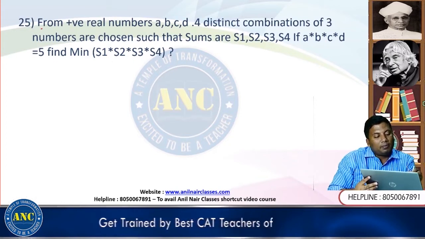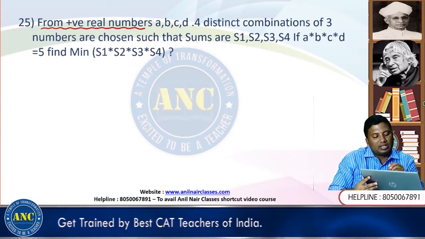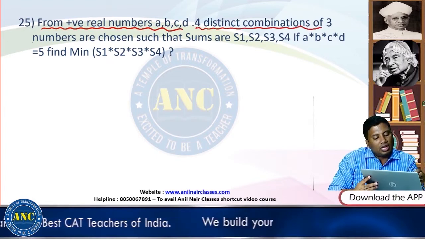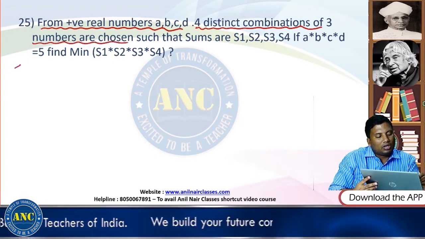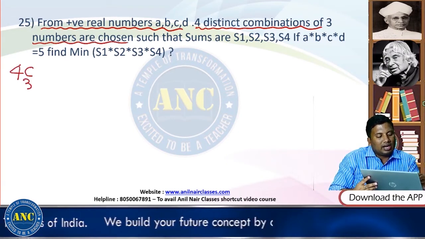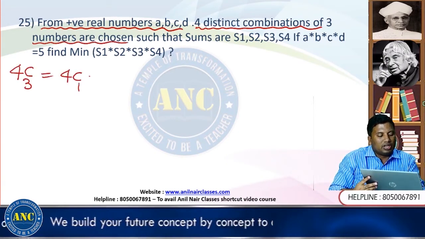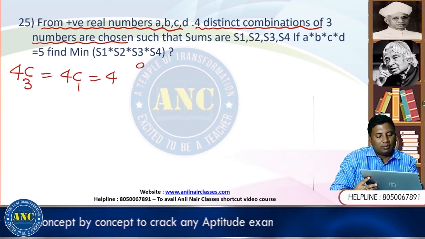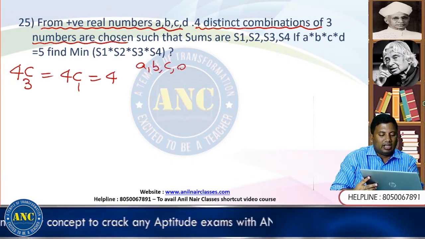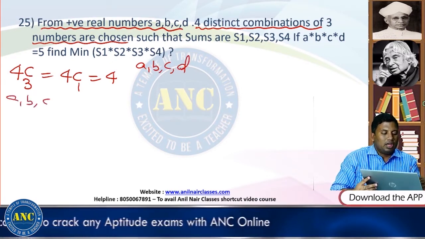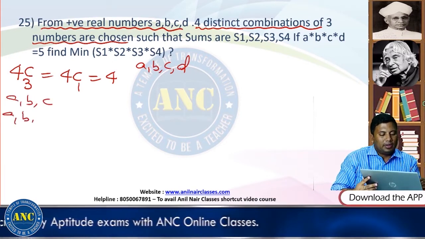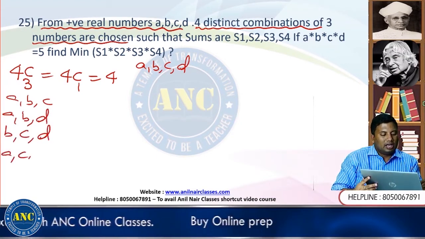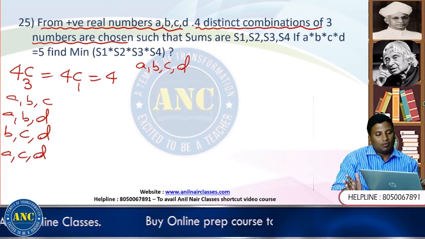25th. From positive real numbers A, B, C, D, 4 distinct combinations of 3 numbers are chosen. Out of 4 numbers, I selected any 3 numbers. 4C1 is 4. 4 numbers I will get. What are those numbers? A, B, C, D. Select any 3: A, B, C; A, B, D; B, C, D; and A, C, D. What is it that is given?